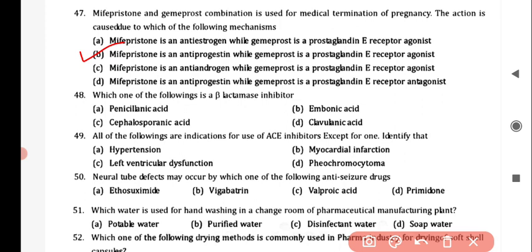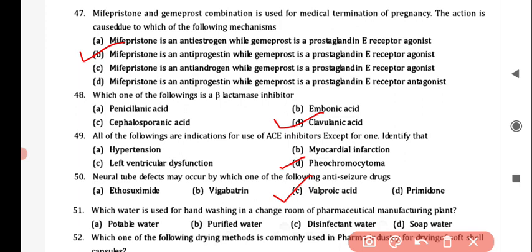And the correct answer is option D, that is clavulanic acid. Next question is, all of the following are indications for use of ACE inhibitors except for one. Identify that. And the correct answer is option D, pheochromocytoma. Next question is, neural tube defects occur by which one of the following anti-seizure drugs? And the correct answer is option C, valproic acid.